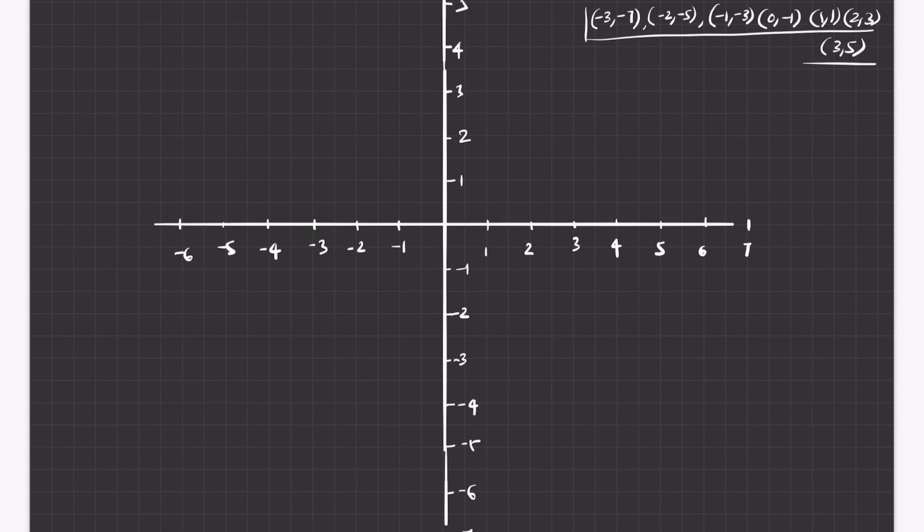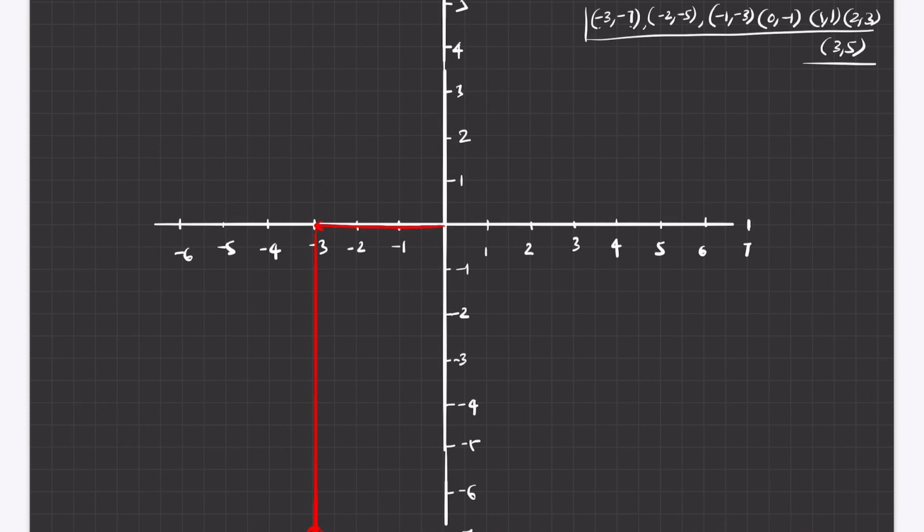So let's start with the first point. So for this, let's try to find the first point. So the first point is negative 3 and negative 7. So first we have to go negative 3 in this direction, and then we have to go negative 7 in the downward direction until here. So this is the point, negative 3 comma negative 7.